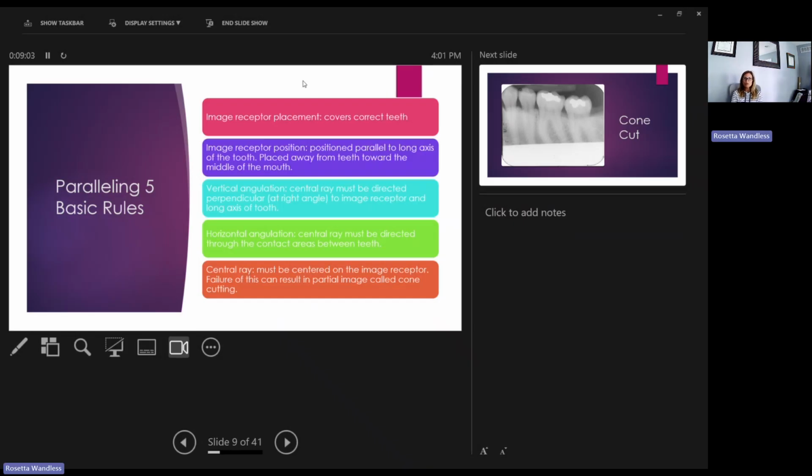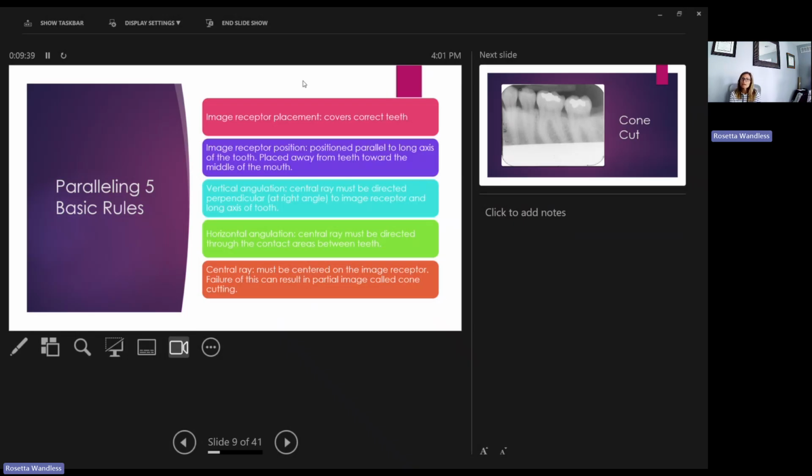Paralleling has 5 basic rules. Again, it's the most recommended. The 5 basic rules start with image receptor placement, meaning we have to cover the correct teeth. Exactly what that full mouth set of x-rays showed us earlier, where let's say we wanted a molar shot. We know that molar shot has to include teeth number 1, 2, and 3, and it'll be centered over 2, so that we know we can get tooth 1 and tooth 3 in the same picture. So it covers the correct teeth for placement.